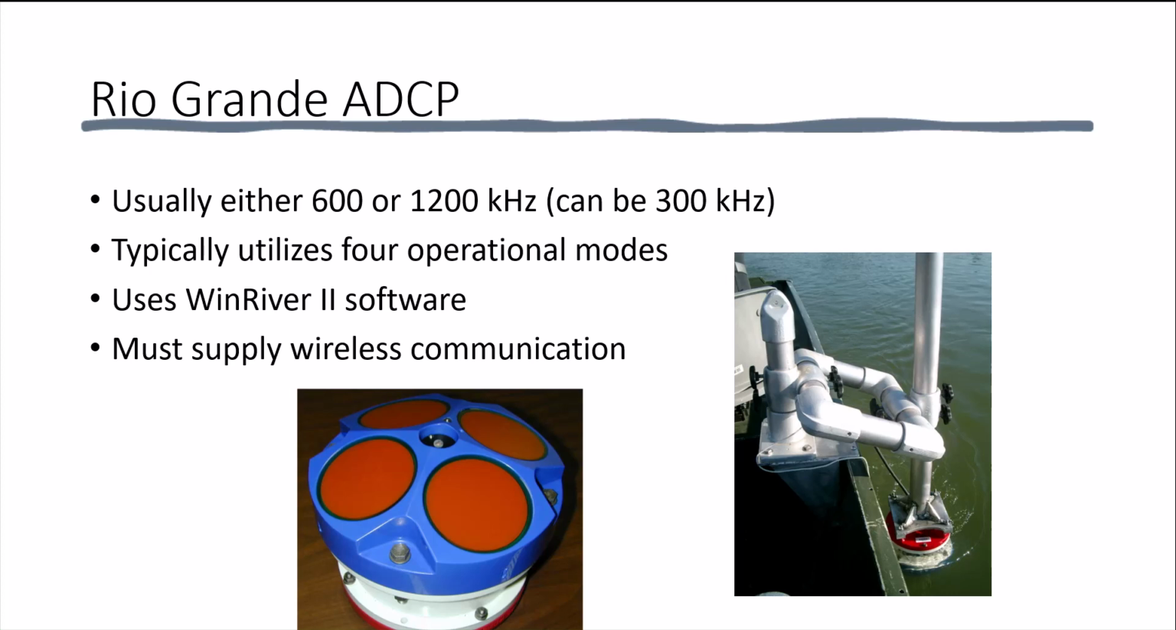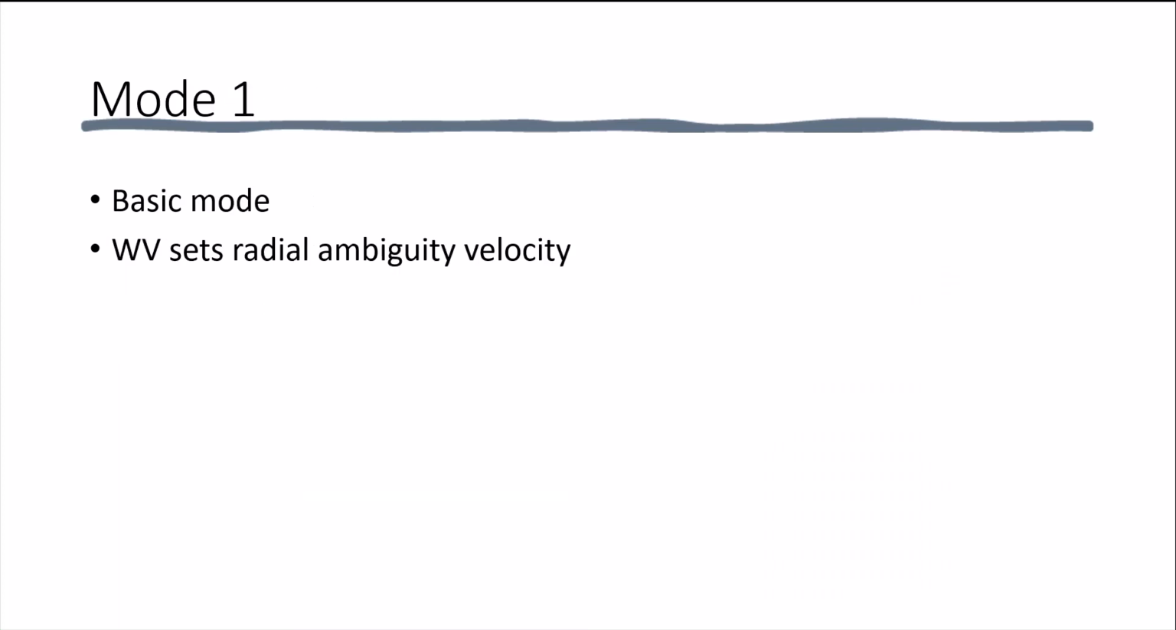These modes and their depth cell sizes must be selected prior to data collection. The Rio Grande data is collected and processed in WinRiver 2. Direct connection to the unit is possible with the provided cable, but the user may supply wireless communications. Mode 1 is the basic mode. The WV command is used to set the radial ambiguity velocity.